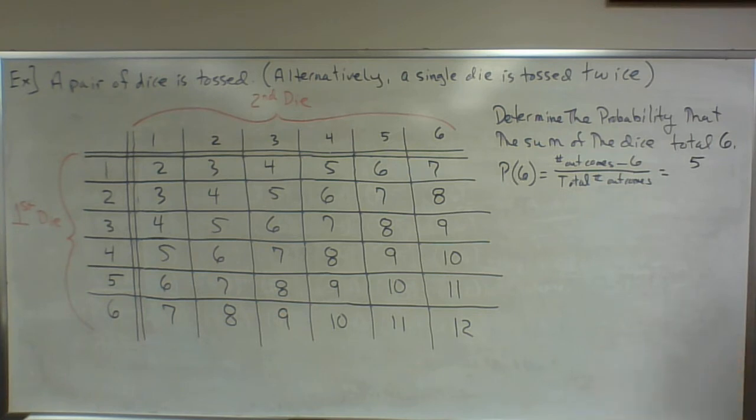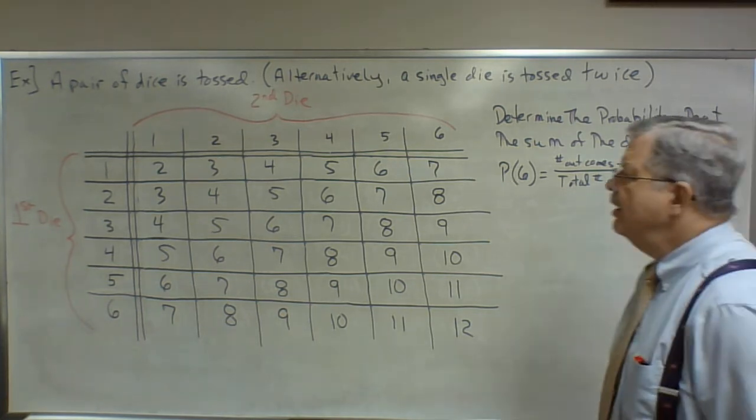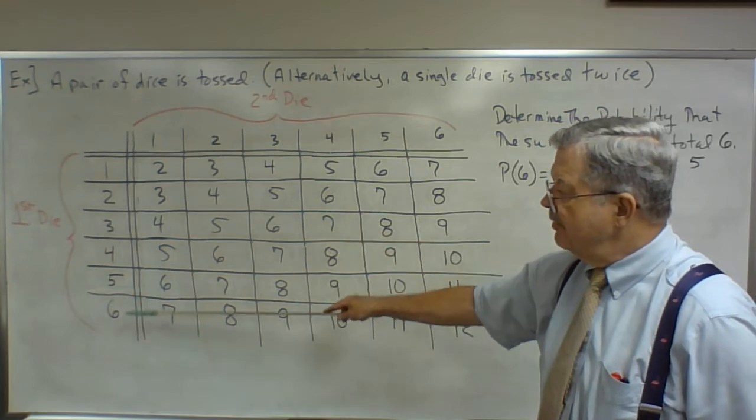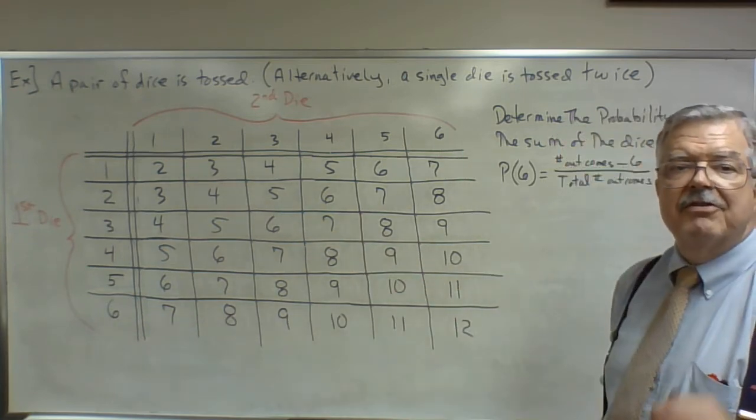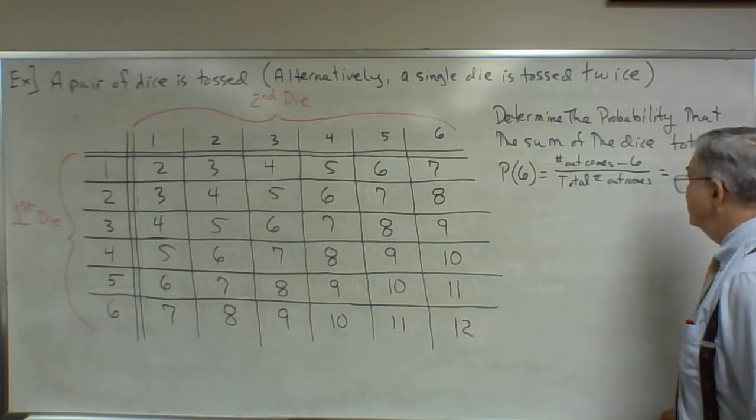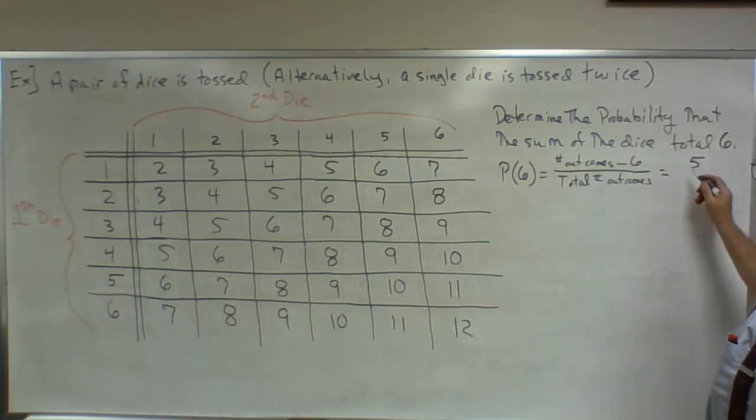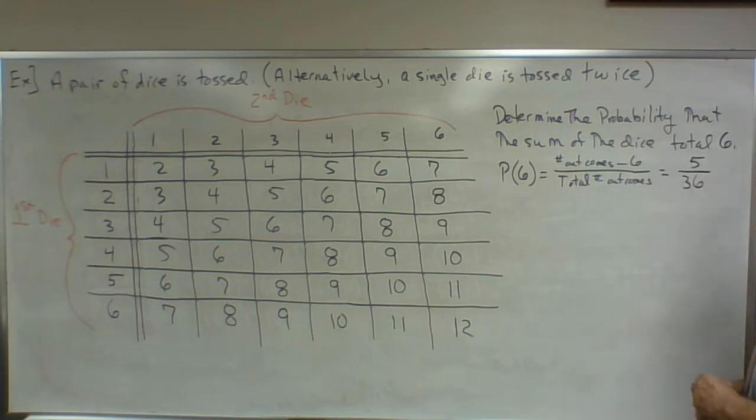And how many outcomes total? We have 6 rows and 6 columns. So that's 36 different outcomes. The probability that the sum of the dice totals 6 is 5 out of 36.